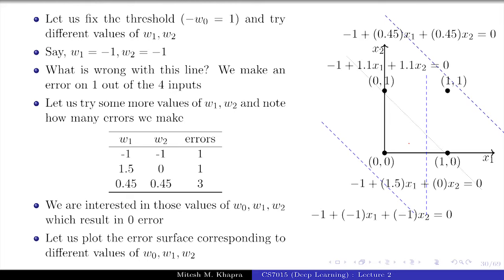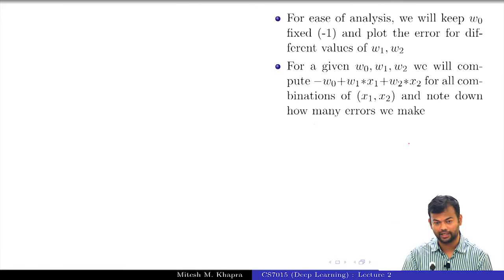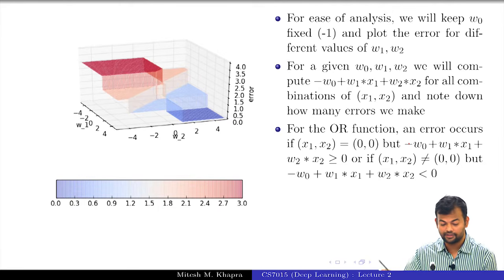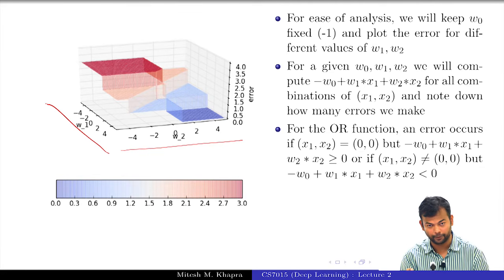Okay, fine. So now since we're doing this, let us plot the error surface corresponding to different values of W0, W1 and W2. And once again, for simpler analysis, we'll just keep W0 fixed at -1. So I have W2 here, that's one axis, and I have W1 here, which is another axis. Now I'm going to try different values of W1 and W2. This axis can go from -infinity to +infinity. Of course, for the sake of showing here, I've just had it from -4 to 4. So now I'm searching for some values of W1 and W2 so that my error is 0.